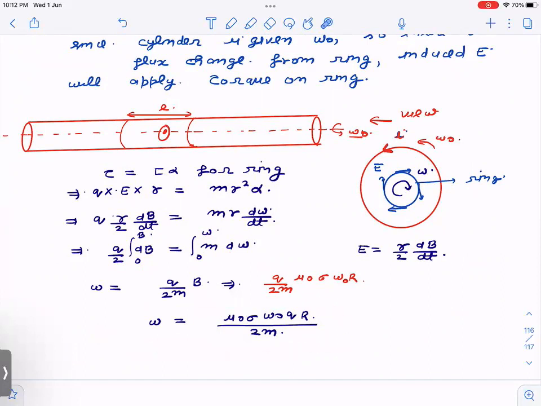Again, a very good question, a standard question for JEE Advanced. With a little bit of modification, this question can again come in JEE Advanced.